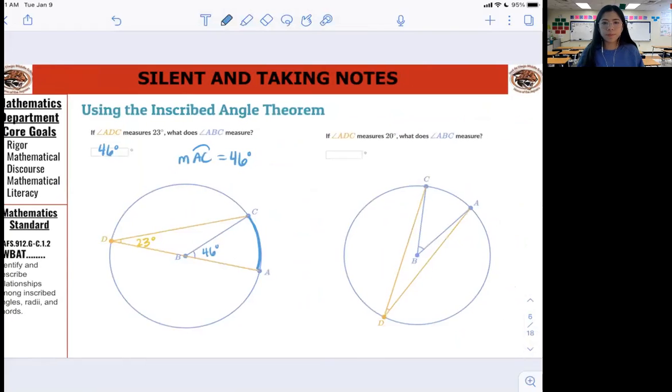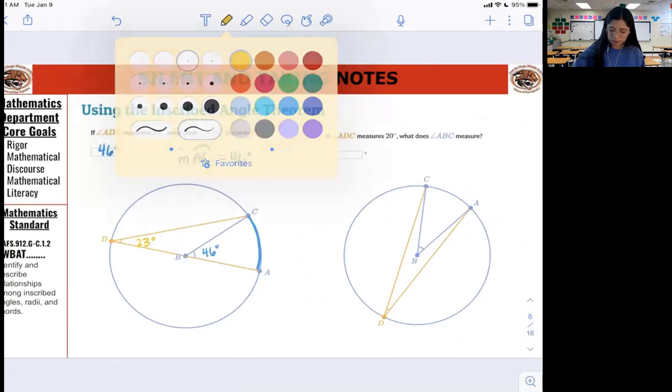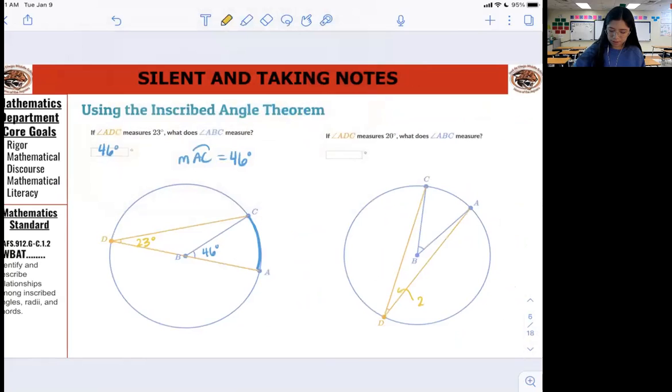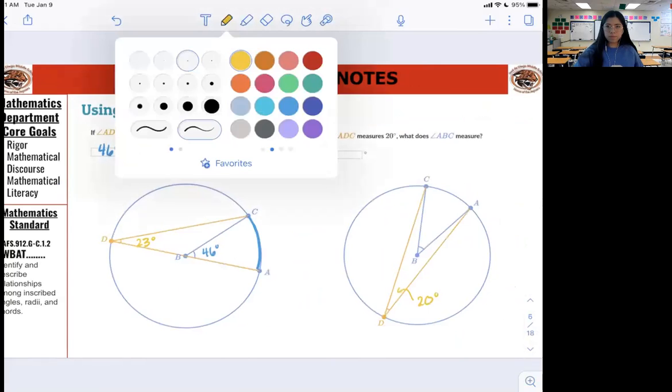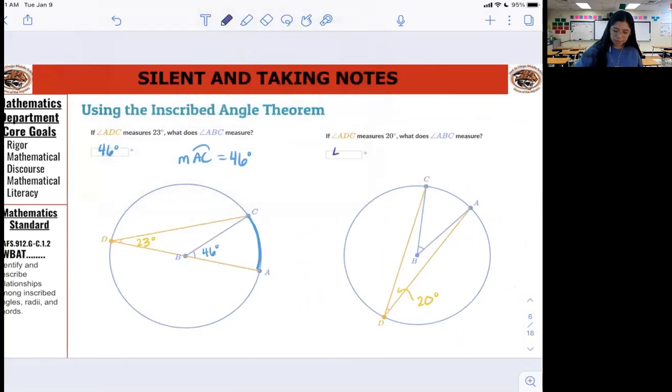So now try number 2. If ADC is 20 degrees, so if this is 20 degrees, what is ABC? Good, 40 degrees. And if ABC is 40 degrees, what's the measure of arc AC? Good, also 40 degrees.